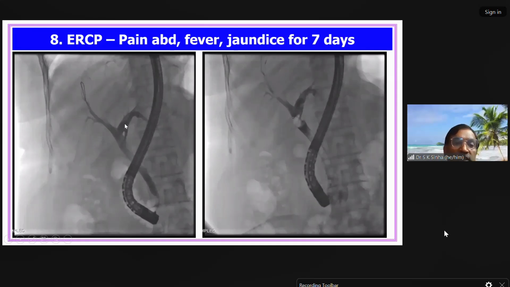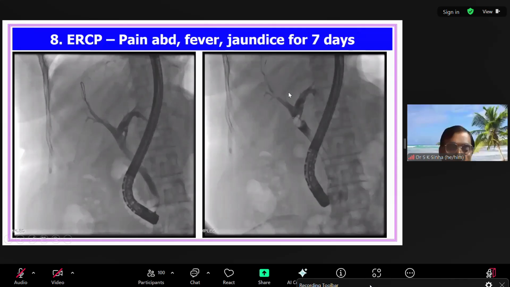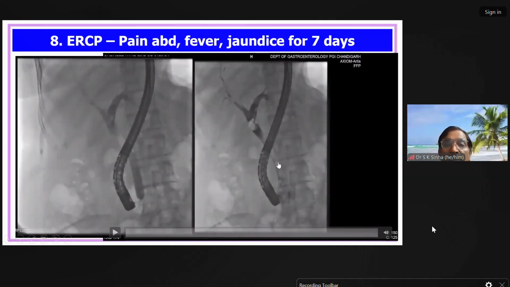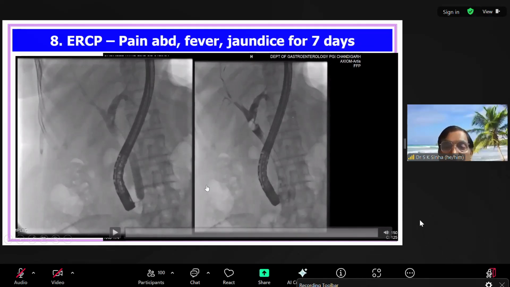So the learning point is that when you have suspected CBD stone, there are two precautions. One, use the diluted contrast. The second precaution we take, we always start injecting from above, not from below. This is balloon sphincteroplasty which is being done, and you see too many stones out here, and then you can see the stones being extracted.